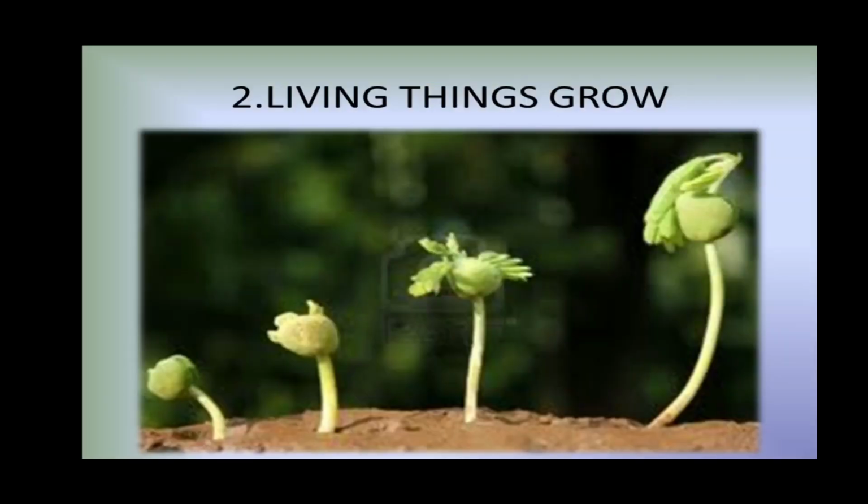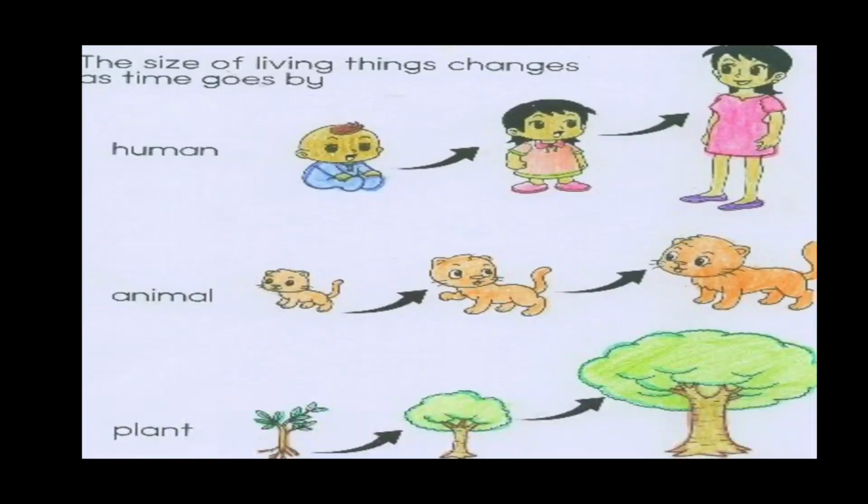Next characteristic is living things grow. You have seen small saplings growing into a plant, and the growth of a baby to a child and then to an adult. It also shows the characteristic of growth in living organisms. Animals do not grow after a particular age. Plants continue growing throughout their life.